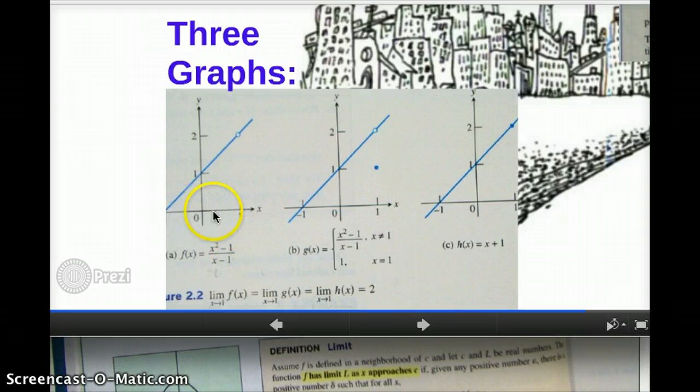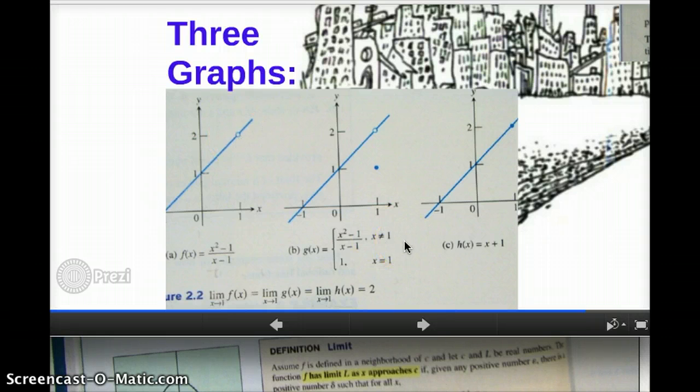This first function at 1, if I tried to evaluate f of x, I would get undefined. There is no value for y if x equals 1. The second function is different. At x equals 1, the y value is 1. But in both of these graphs, on either side of 1, the y value is looking like it's close to 2. And that's actually what the limit is. It's like, what does it look like it's getting close to, even if at that point it doesn't match up?